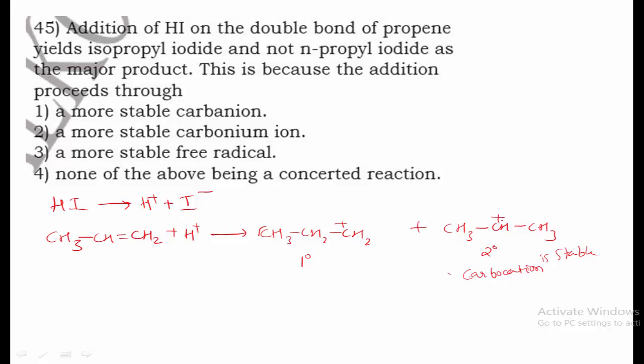So here the secondary carbocation will be formed, and hence the addition will take place at this position. I will come here, and therefore due to the formation of the more stable carbocation, or you can say carbonium ion, the major product formed will be isopropyl iodide.